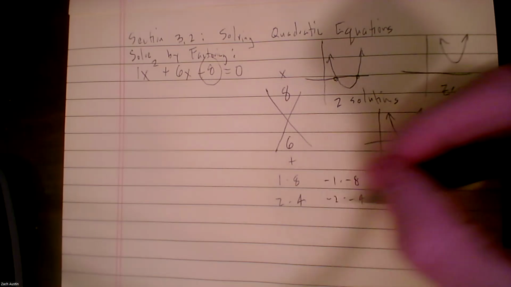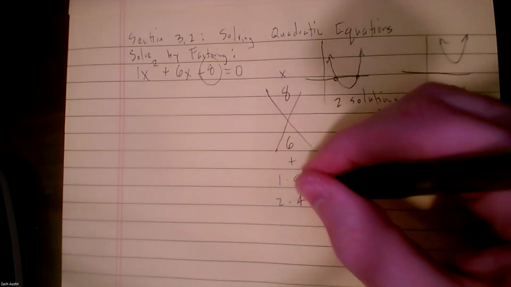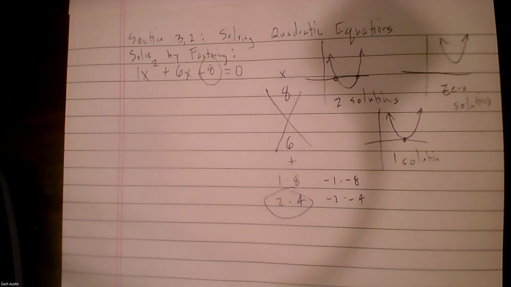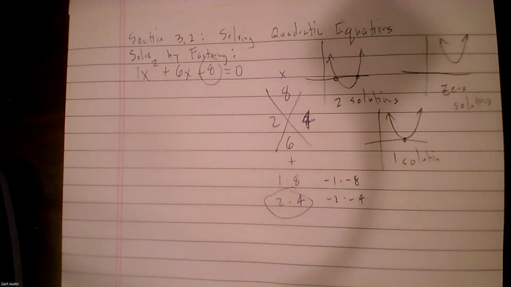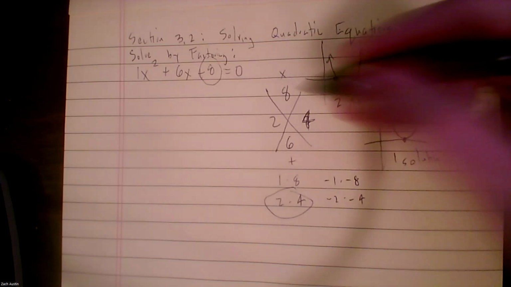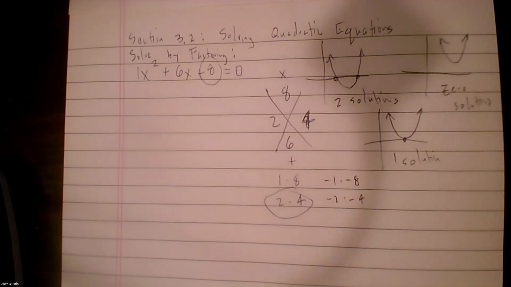And then we're just looking for a pair of these numbers that add to give us the value on the bottom. So +2 and +4 are the ones that we're looking for. And so I'm going to put those on the side of my x here. Okay, so that does everything we want. 2 times 4 gives us +8. 2 plus 4 gives us +6.